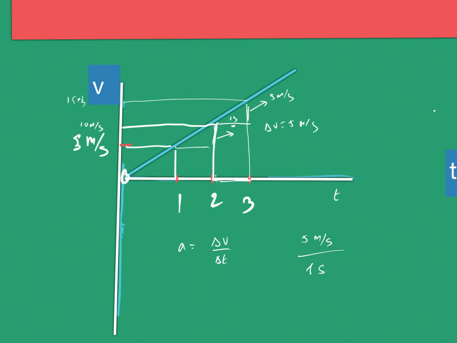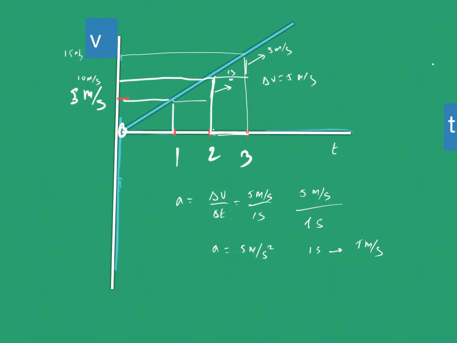In this case, the acceleration is positive, meaning that the velocity is increasing all the time. The change in velocity in this case is 5 meters per second in every second, so the acceleration is 5 meters per second squared. What does 5 meters per second squared mean? It means that in every second, the velocity increases by 5 meters per second. This is what 5 meters per second squared means.